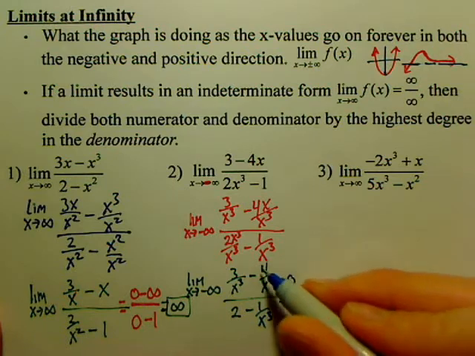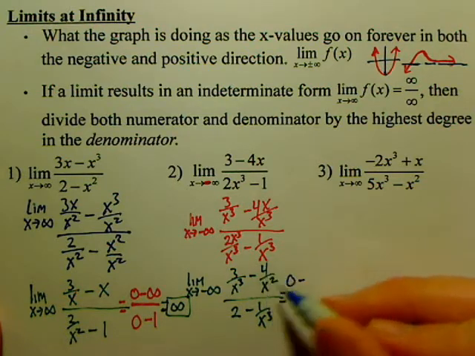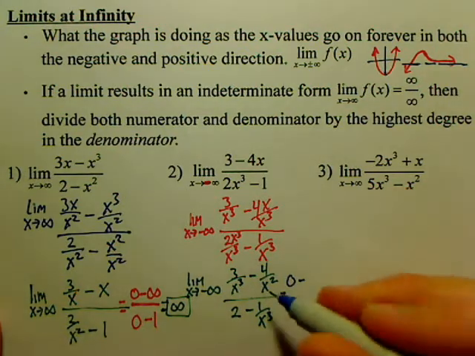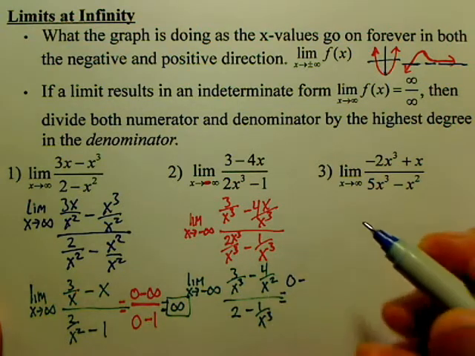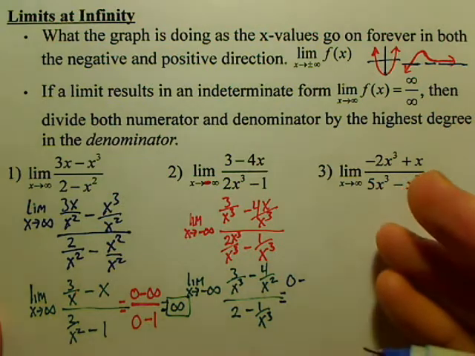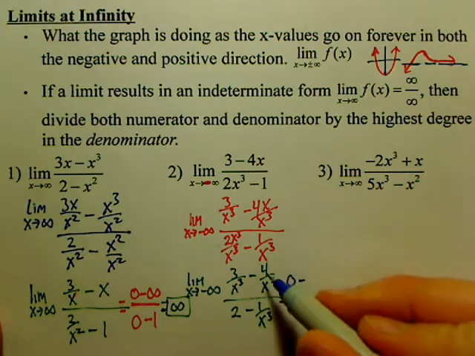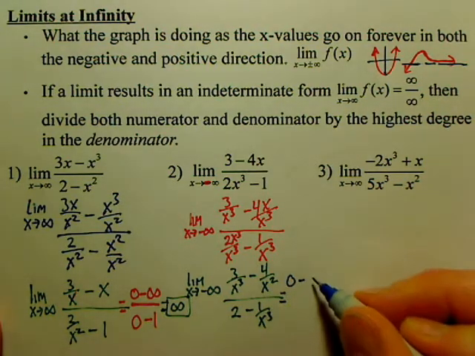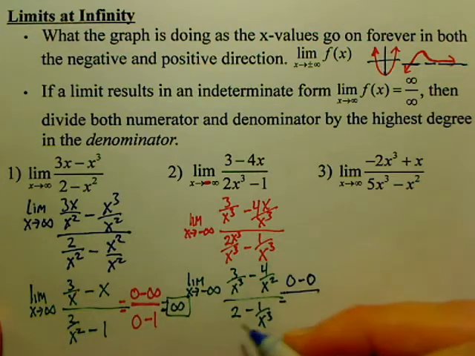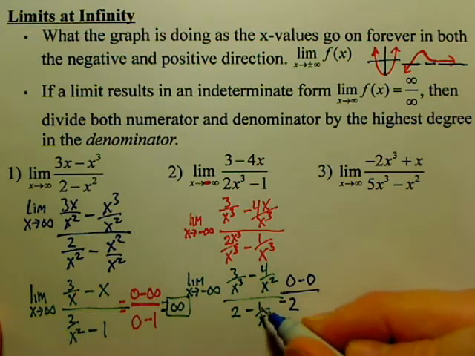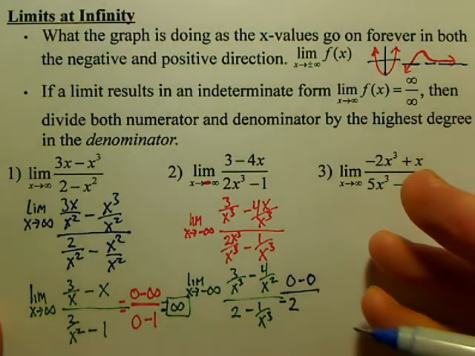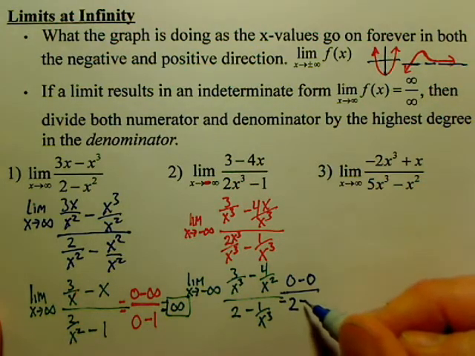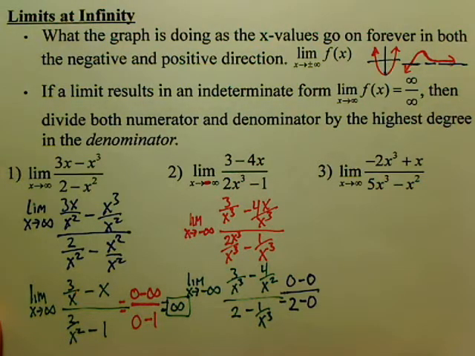So we get 0 minus another 4 over infinity. Actually, negative infinity squared would be positive infinity, and it doesn't really matter. 4 over infinity is 0. So that's 0. Okay, that's a 2. And what does this become? 1 over infinity again, so that would become 0. Minus 0.